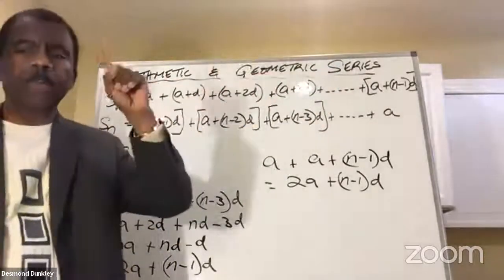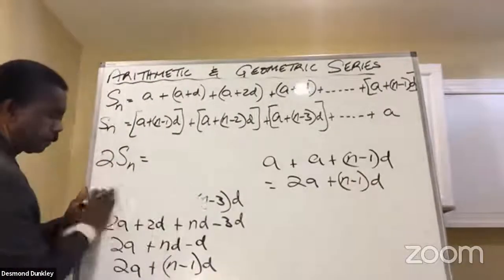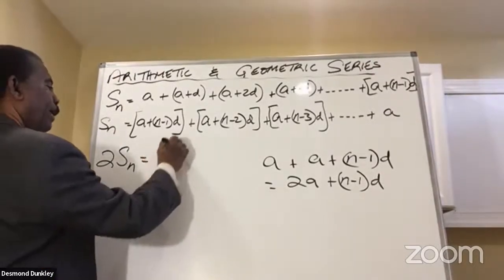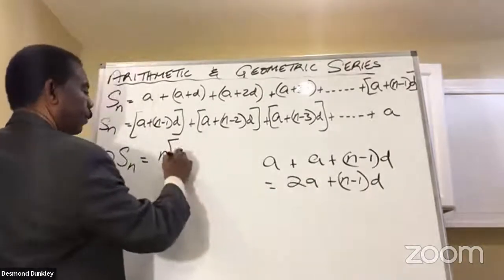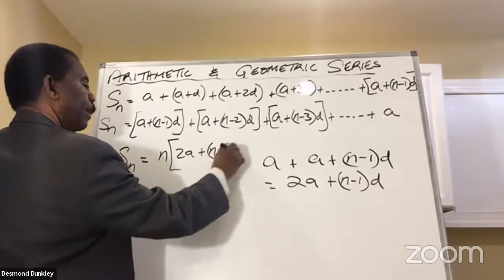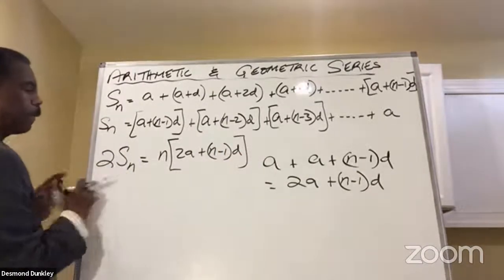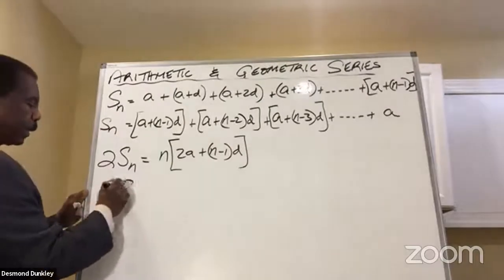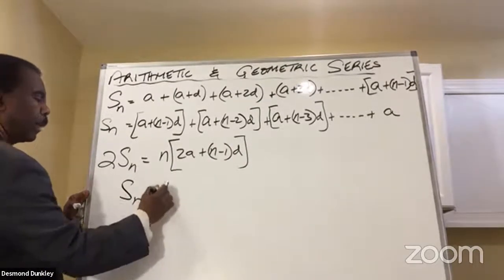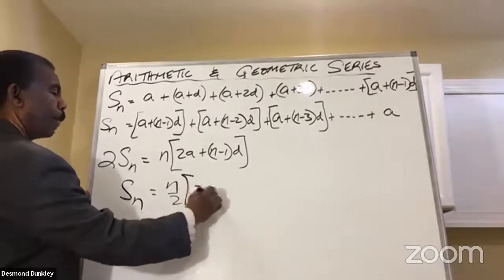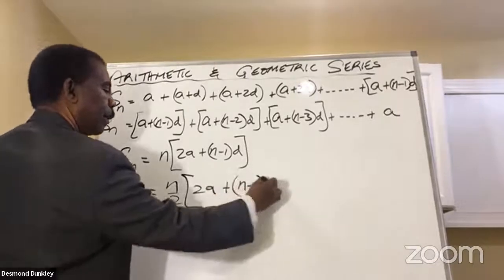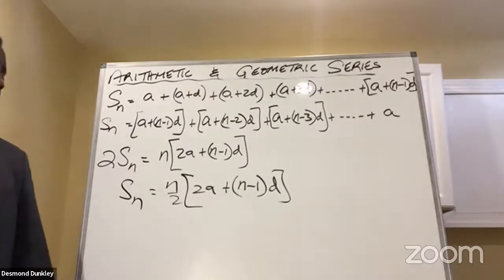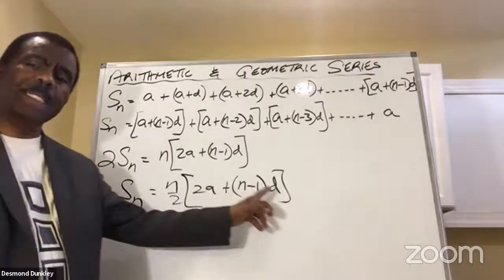How many terms do we have? We have n terms. So therefore, right here, we can say it's going to be n times this expression, 2a plus n minus 1 times d. And what we're looking for is just the sum. So we have to get rid of the 2. So we divide both sides by 2. And now we end up with n over 2 times 2a plus n minus 1 d. And that is the formula that I was telling you about. This is it, which is the same as n over 2 times the first plus the last.